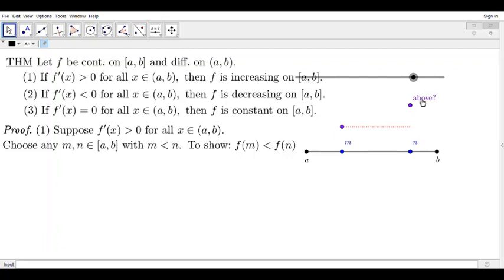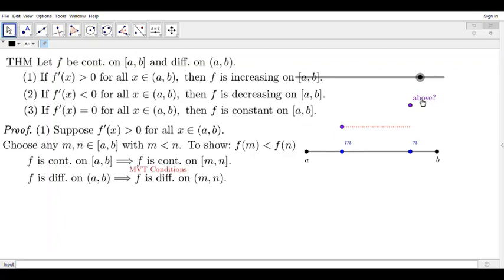All right, so a quick check, verification. F is continuous on the closed interval AB, and mn is inside, so therefore f is continuous also on the closed interval mn. And then f is differentiable on the open interval AB, and the open interval mn is inside, so f is also differentiable here. So because the conditions of the MVT are satisfied, the conclusion follows.